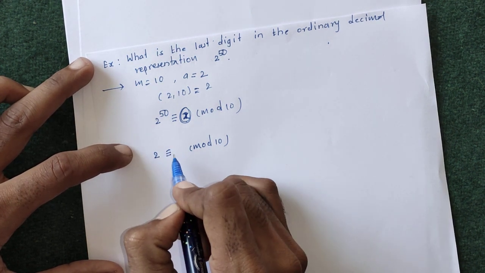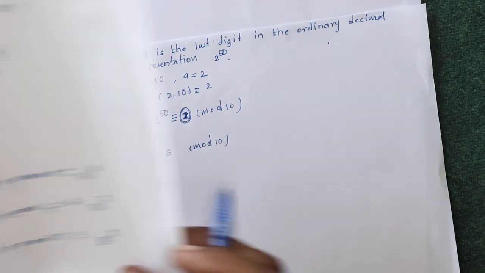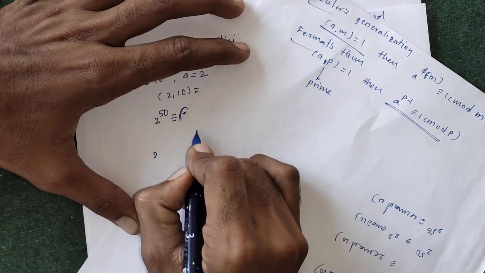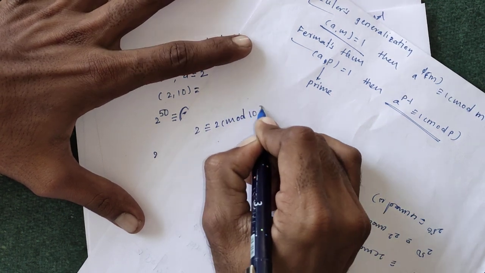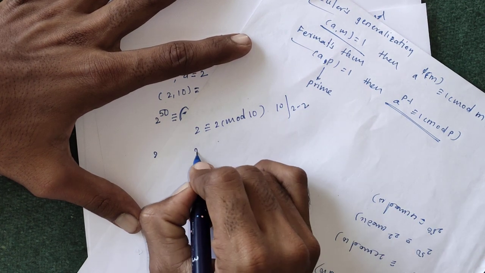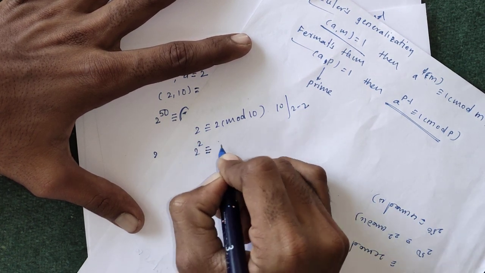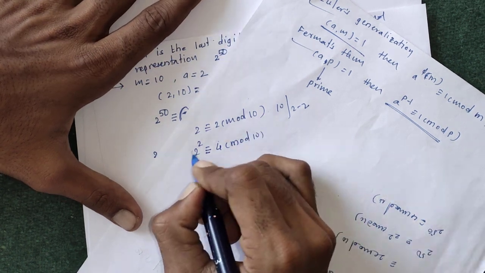Again, 8 is congruent to 8 modulo 10. If you are not getting this, we know that 2 is congruent to 2 modulo 10, since 10 divides 2 minus 2, that is, 2 minus 2 is 0. Similarly, 2 square is congruent to 4 modulo 10, since 2 square is 4 and 4 minus 4 is 0.